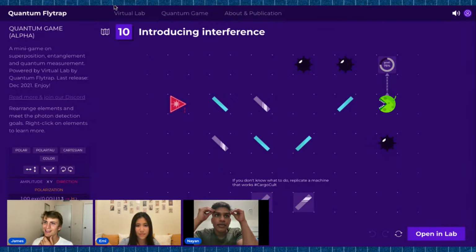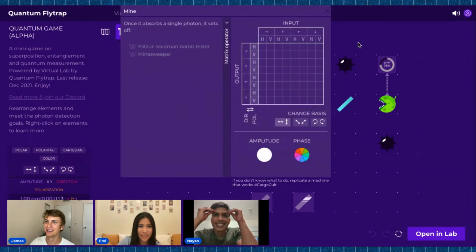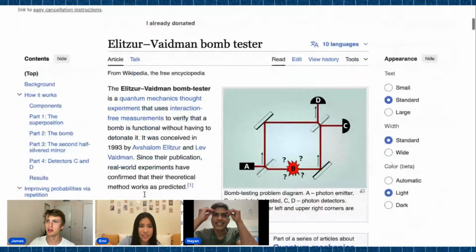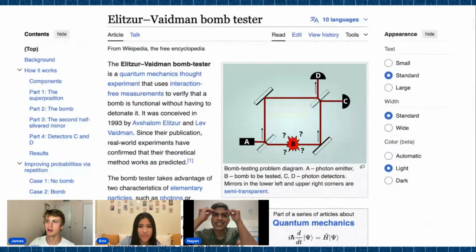I don't remember it. So this introduces the mines, doesn't it? Like the black mines. Yeah. What did those represent? I can't remember. It's representing a mine. Oh no! It was the Elitzur-Vaidman bomb tester. Bomb tester, which seemed like a really useful device to have in your laboratory. I never heard of this until this game, so I learned something new when I played this.